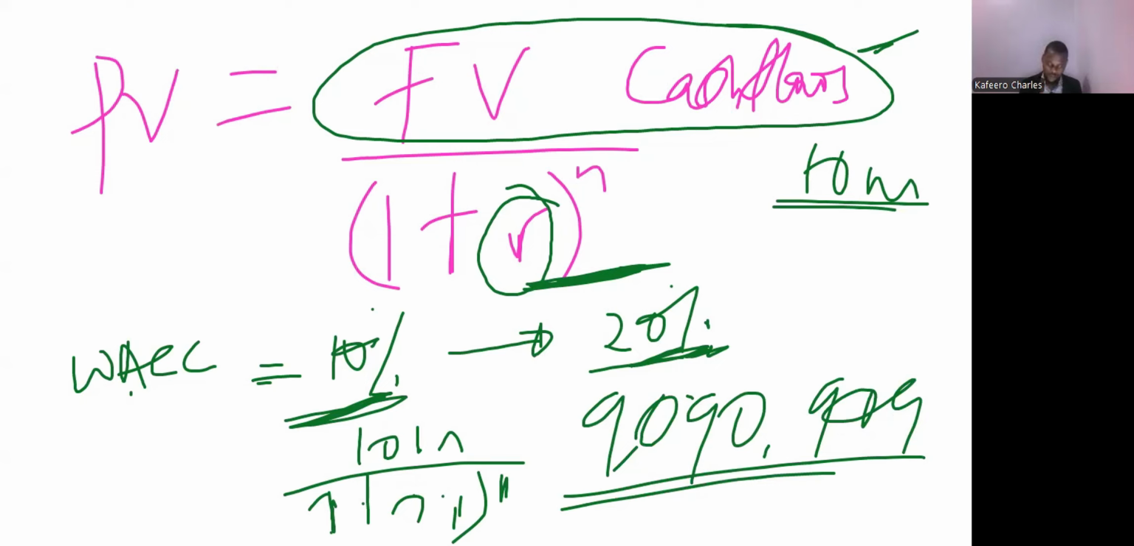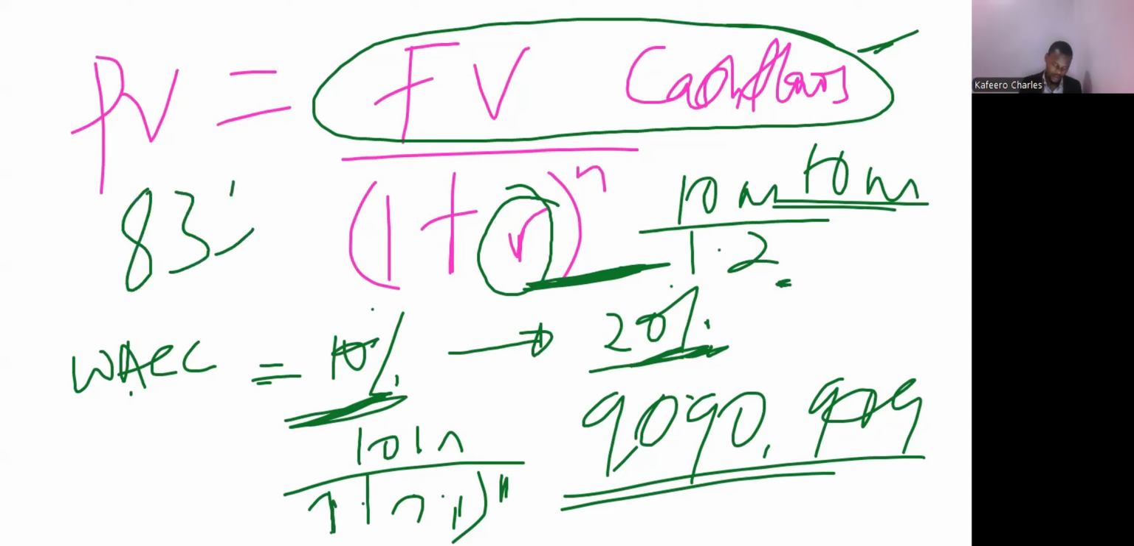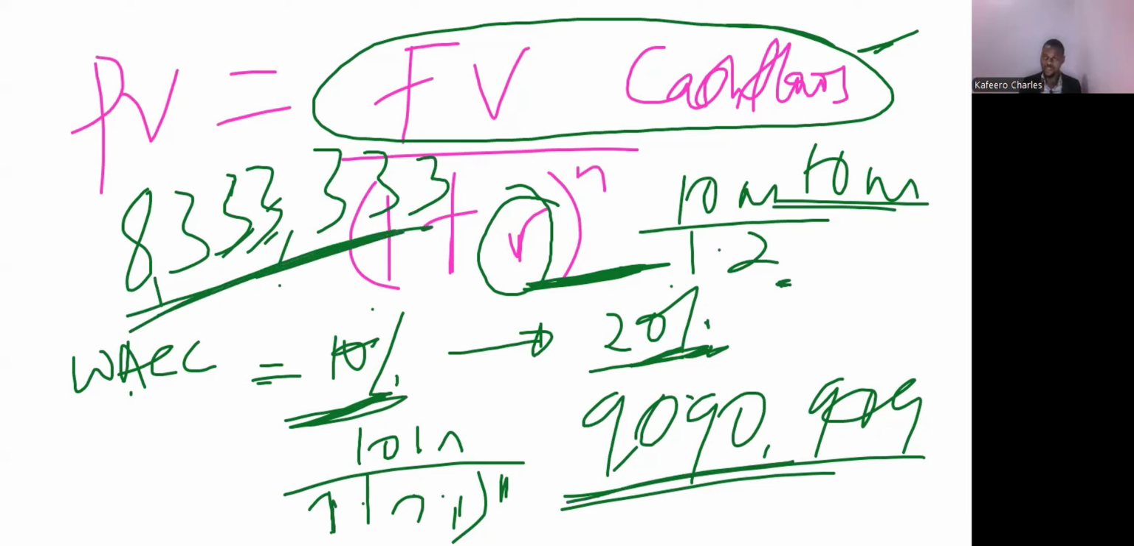Now, what will happen if we increase this rate to 20%? It will give you 10 million over 1.2. So this denominator is now increasing, and it is going to reduce the overall cash flow. 10 million divided by 1.2 is going to give you 8.333. So this is what we mean: this is 8.3, this is 9.09. The overall cash flow is going to reduce.